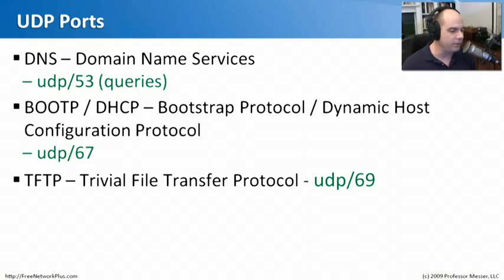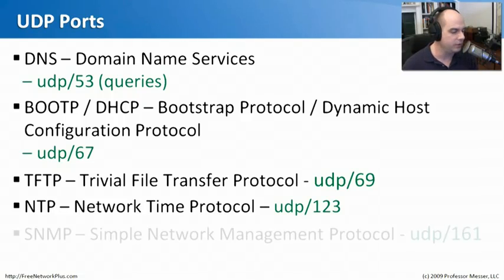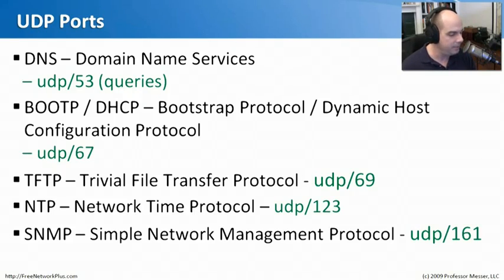TFTP stands for Trivial File Transfer Protocol. That uses UDP port 69. NTP is a network time protocol. This is used by our client machines to be able to update the times and keep synchronized around the world, and that uses UDP port 123. It's good for time. And SNMP is Simple Network Management Protocol. If you are querying network devices to obtain information about their uptime, total amount of throughput, it is a management protocol, and it uses UDP port 161.